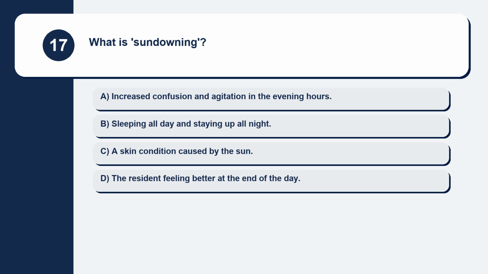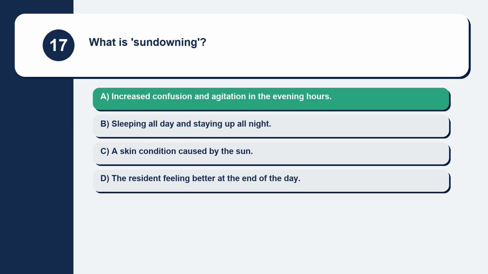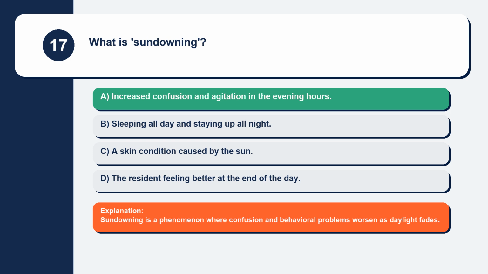Question 17. What is sundowning? Increased confusion and agitation in the evening hours. Sleeping all day and staying up all night. A skin condition caused by the sun. The resident feeling better at the end of the day. Sundowning is a phenomenon where confusion and behavioral problems worsen as daylight fades.